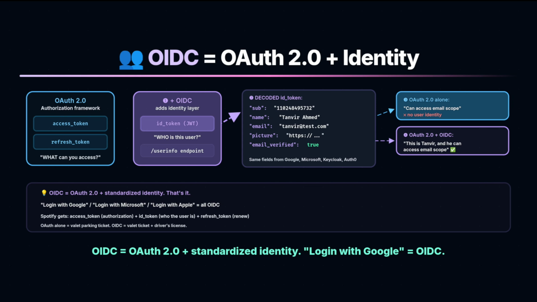Important rule, don't mix them up. The ID token is for your app to know who the user is. Never send it to other APIs. The access token is for calling APIs. Never use it to identify the user. Think of the ID token as your driver's license. It proves who you are, and the access token is like your credit card that lets you buy things.